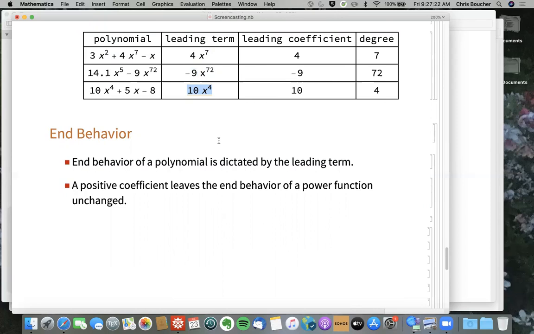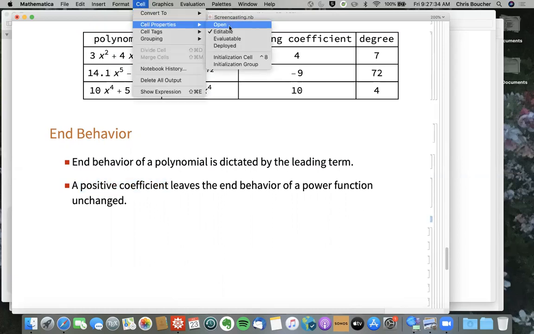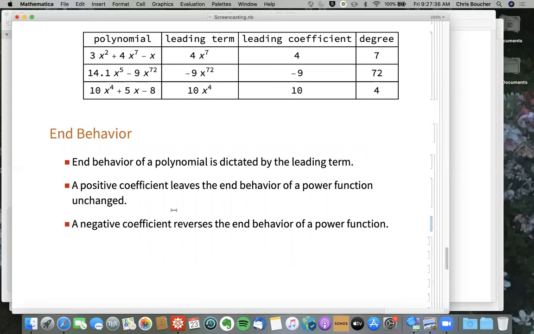So the question is, what does the coefficient do to end behavior? And the answer is, if the coefficient is positive, it doesn't do anything. It leaves the end behavior unchanged. And if the coefficient is negative, it's going to reverse the end behavior.